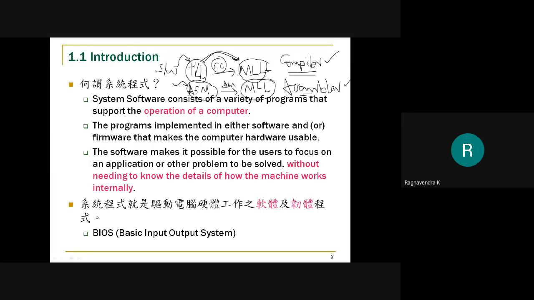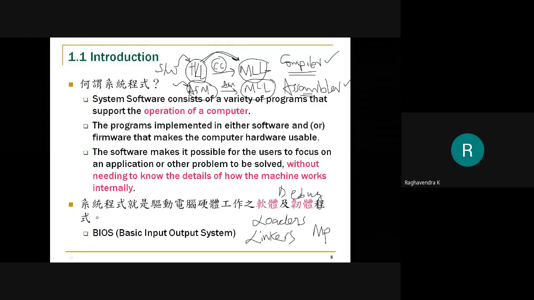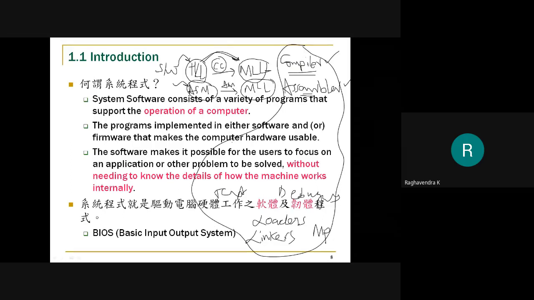Now other examples are also there, as I mentioned in the introduction. There are programs like loaders and linkers, and there are macro processors, which are also a part of your system software group. And there are debuggers, and text editors. All of these are a collection of programs, or you can call it a group of programs, that we call system software.